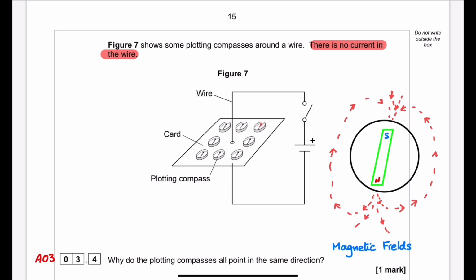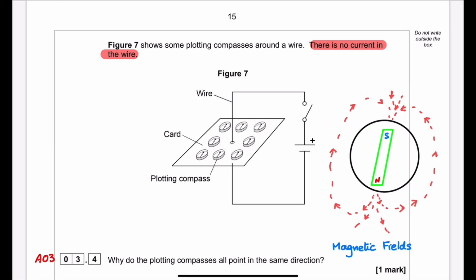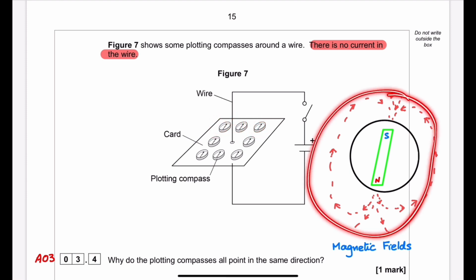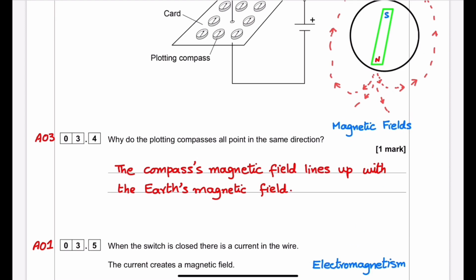The tip of the needle of the compass is magnetic, and Earth itself has a magnetic field around it, as if there is a big magnet in the Earth. Therefore, the needles of these compasses are aligning themselves according to the Earth's magnetic field. Let's see the model answer. The compass needle lines up with the Earth's magnetic field because the tip of the compass needle is also a magnet and is attracted towards the Earth's magnetic field. Therefore, all the compasses shown in the figure are aligning with the Earth's magnetic field.